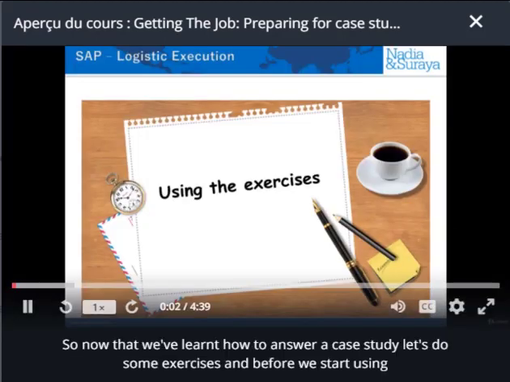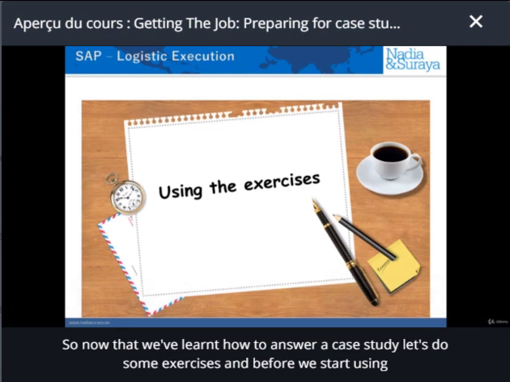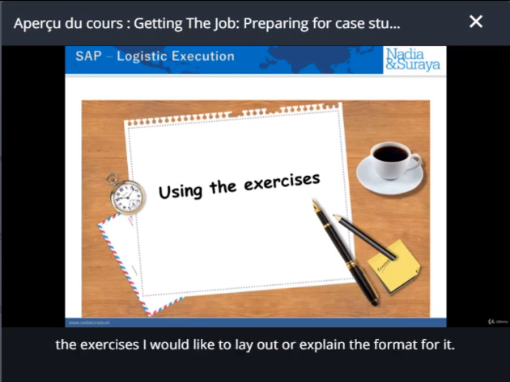So now that we've learned how to answer a case study, let's do some exercises. And before we start using the exercises, I would like to lay out or explain the format for it.